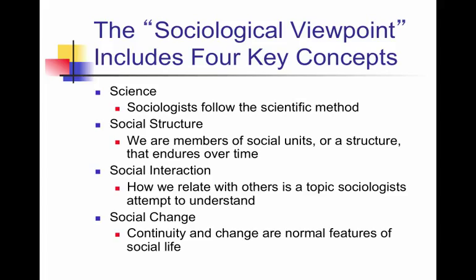Our third key concept is, of course, social interaction. Like I said a moment ago, social interaction is, of course, key to how we communicate with one another. And again, what are the rules that determine that? Who do you choose to interact with, and what aspects of interaction, of course, do you have with that individual? And then finally is social change, the last of our four key concepts, and it says here, continuity and change are normal features of social life.